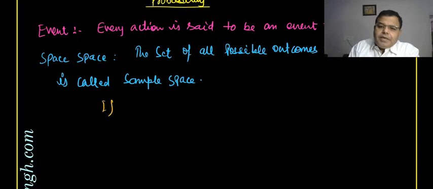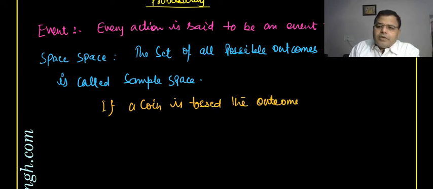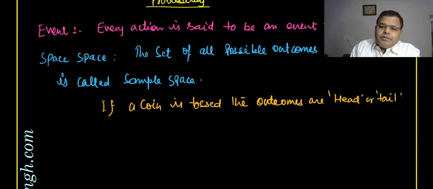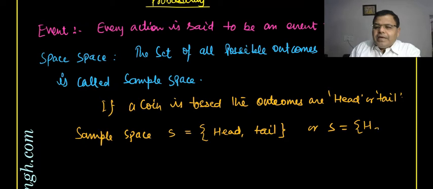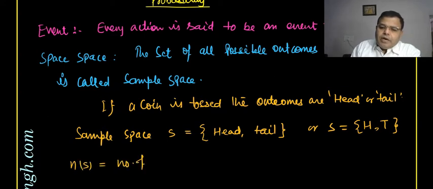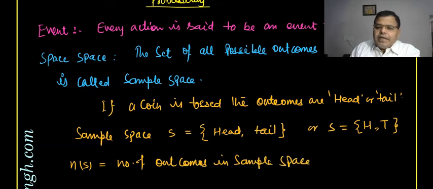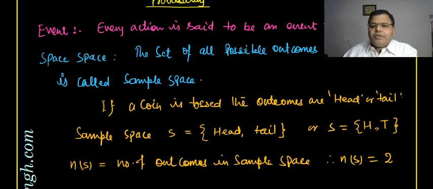For example, if a coin is tossed, the outcomes are head or tail. Then the sample space is the set of all outcomes, and the sample space is denoted by S. Remember this: S can be head and tail, or we can say S is equal to, for head I can write H and for tail I can write T. N(S) denotes the number of all outcomes in the sample space. So what is N(S) here? How many outcomes are there? Two. This is one thing that you need to learn.